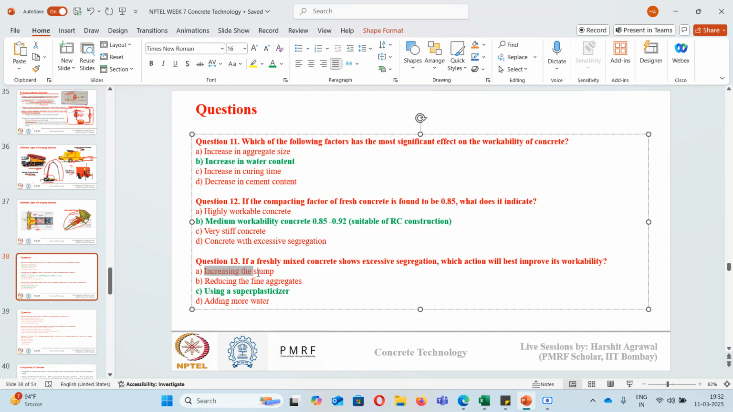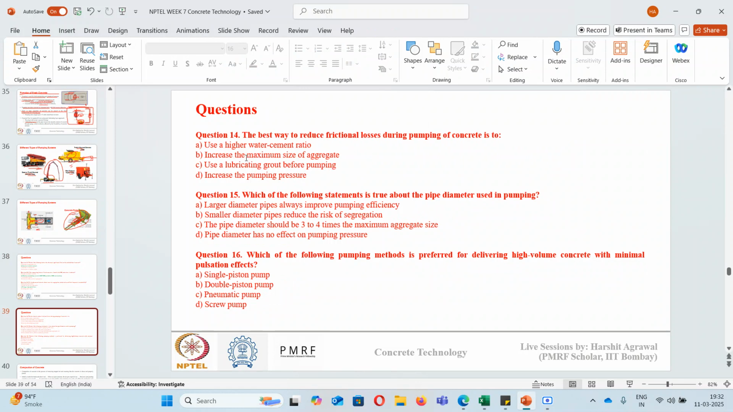Increasing slump won't improve segregation, reducing fines won't improve it, and adding more water won't improve my workability and prevent segregation. Both things won't happen. But if you are using a superplasticizer within a certain limit and reducing the use of excessive water, then I can prevent segregation and improve workability also.